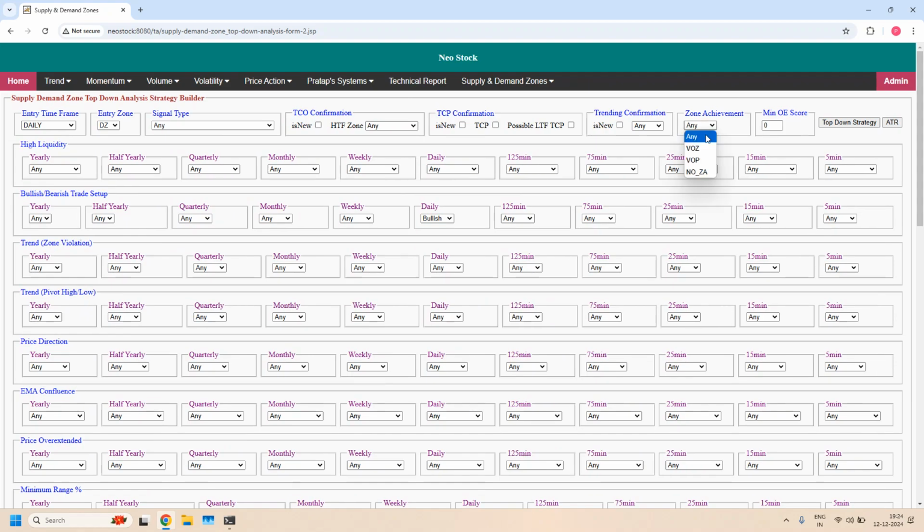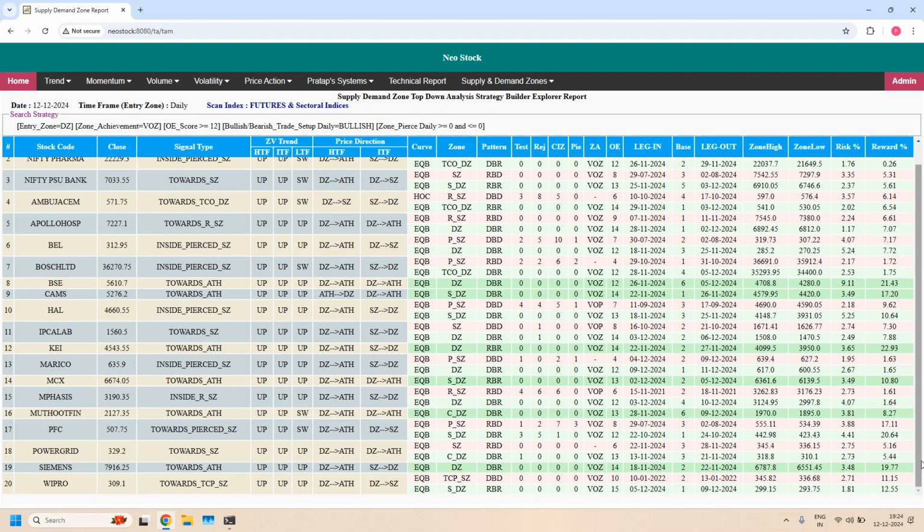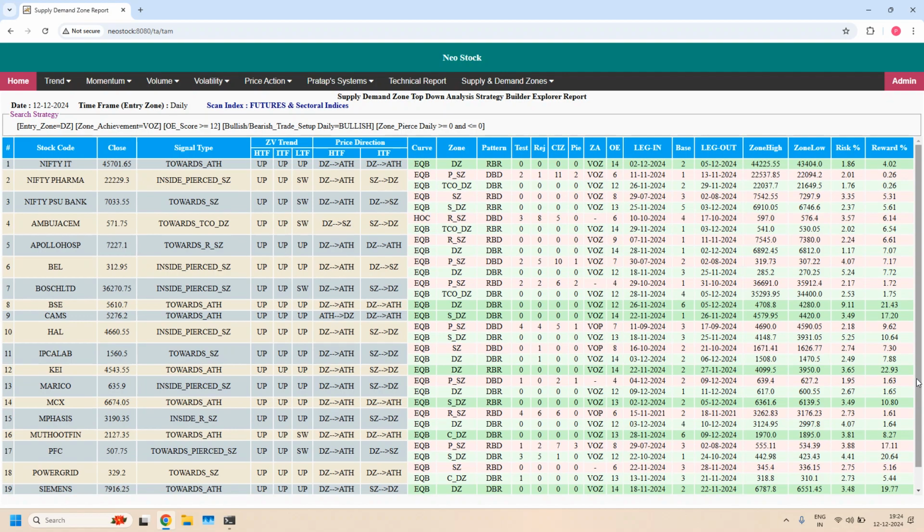Zone achievement, violated opposing zone. Minimum odd enhancer score 12. All the three filters are applied to daily demand zone. With these filters, we got around 20 stocks. The first 19 in the list. I am scrolling the list down.